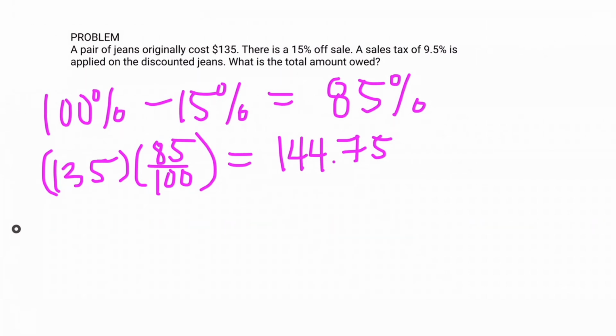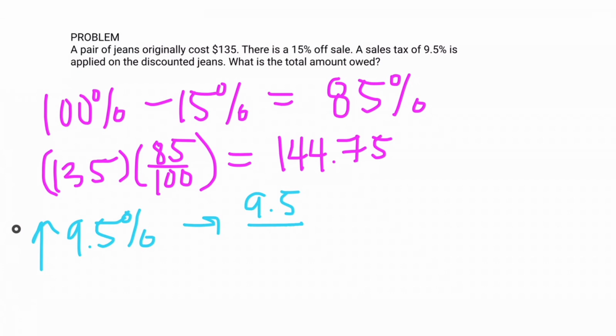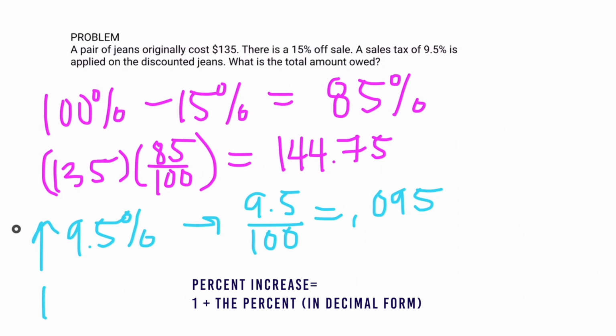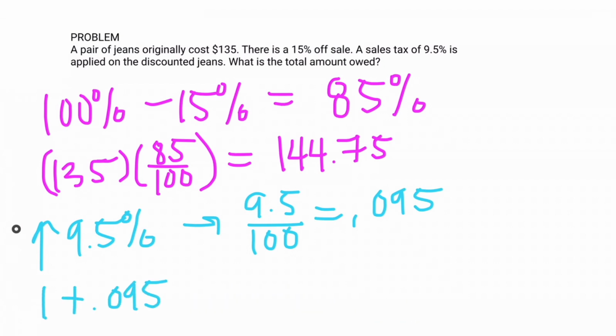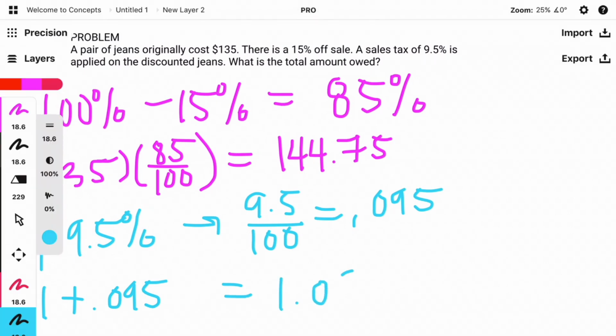So with the tax, it's an increase of 9.5%. First, convert the 9.5%. So we have 9.5 divided by 100, which is just equal to 0.095. Then add it to 1. So we have 1 plus 0.095, which is just equal to 1.095.